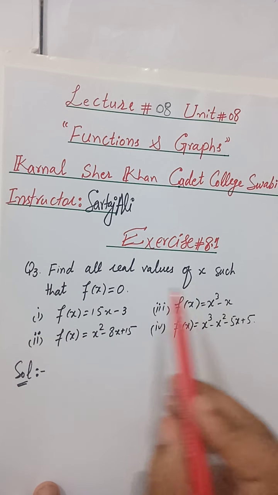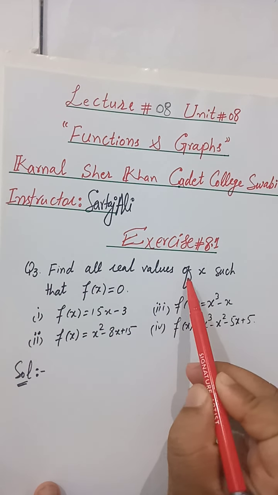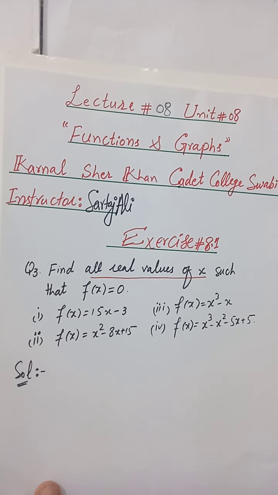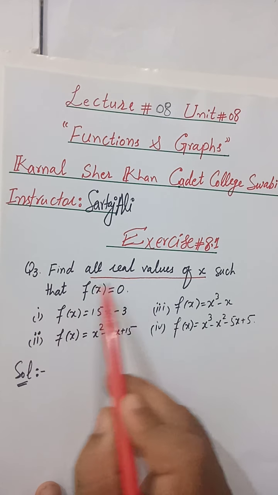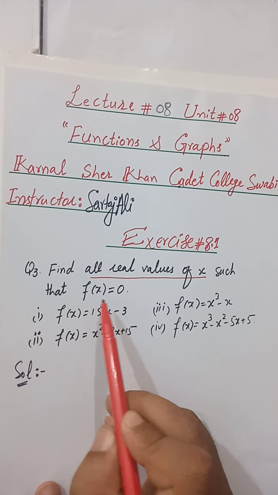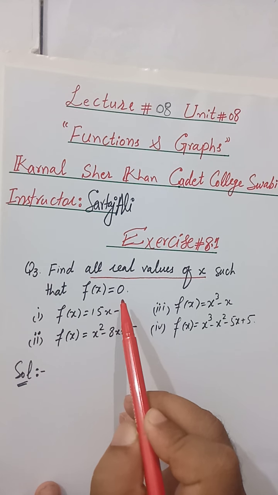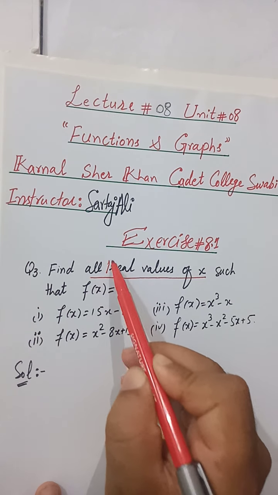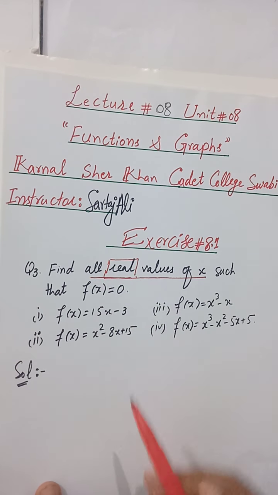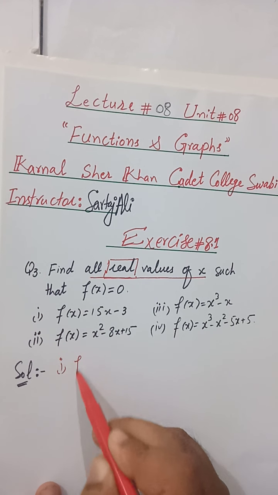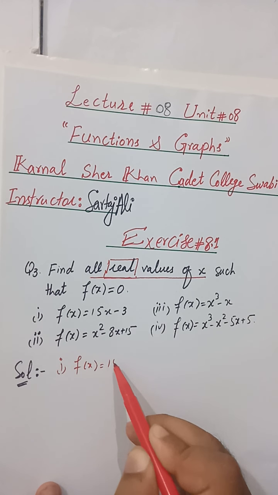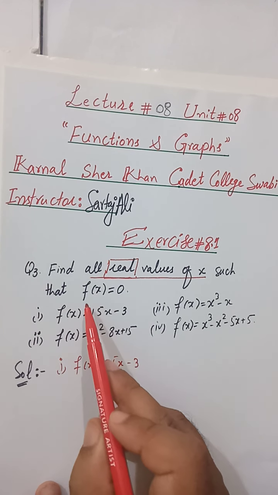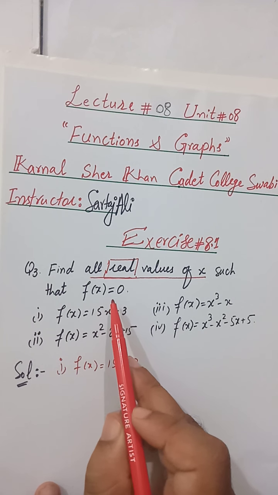Find all values of x. So we need to calculate all real values of x such that f of x equals 0. When the given function is equated to 0, you need to calculate the values of x, but those values must be real. So part number 1 is f of x equal to 15x minus 3. We need to calculate the value of x when f of x is equal to 0.